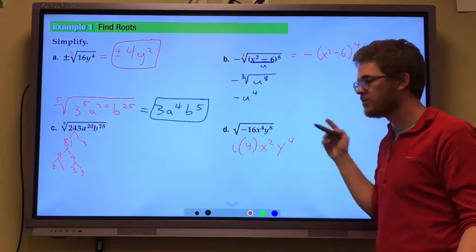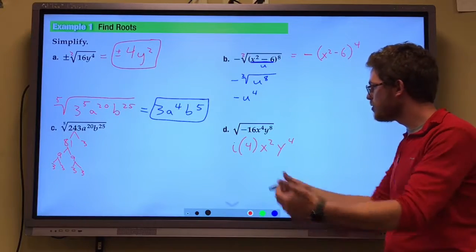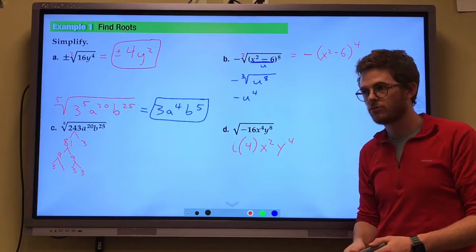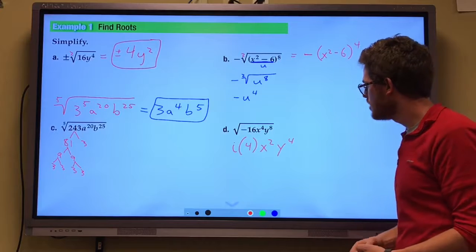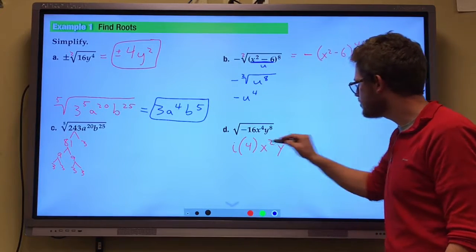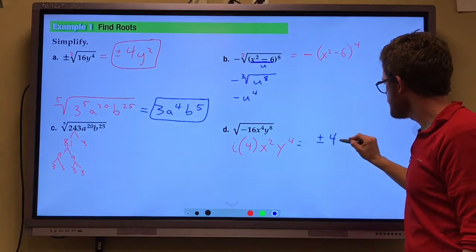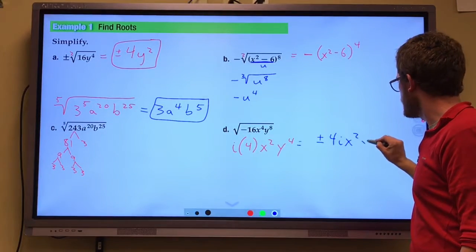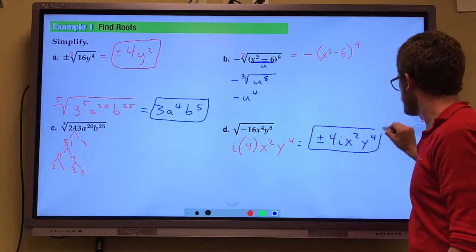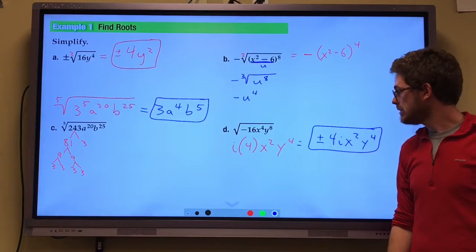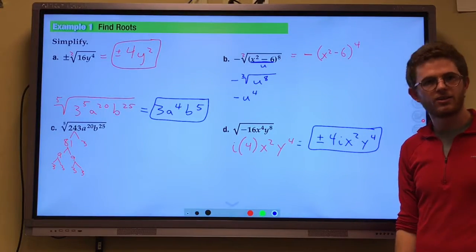And so I've taken the square root. The square root's gone. There were no remainders, so I don't have to leave anything in the radical. And I'm just going to rewrite this so it looks a little bit better. This is going to be both positive and negative 4i x squared y to the 4th power. That's taking some more roots.